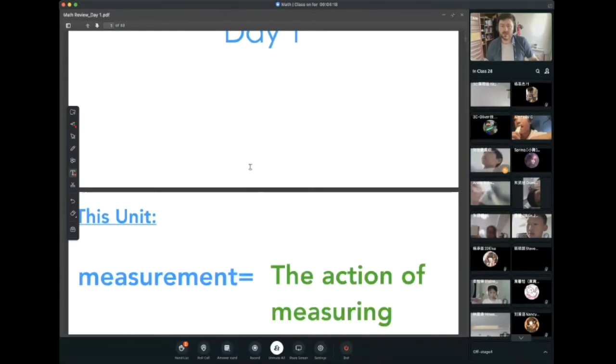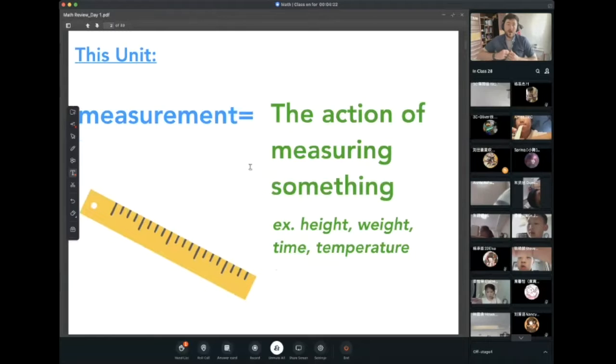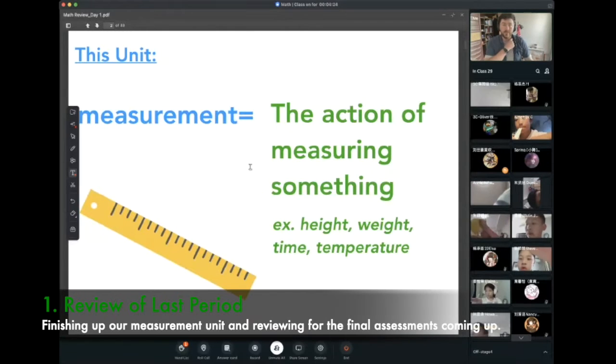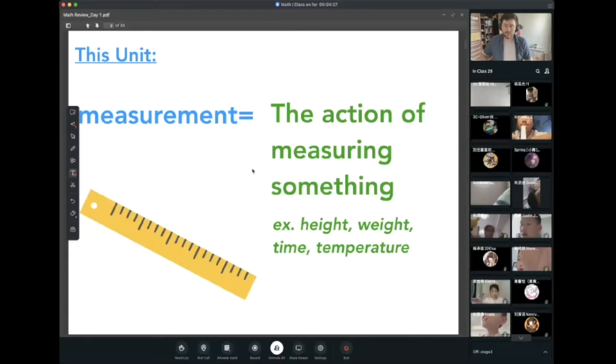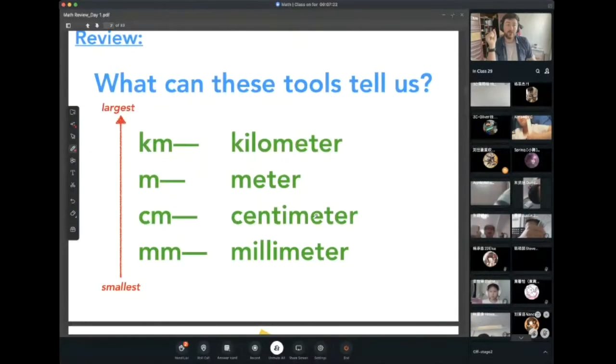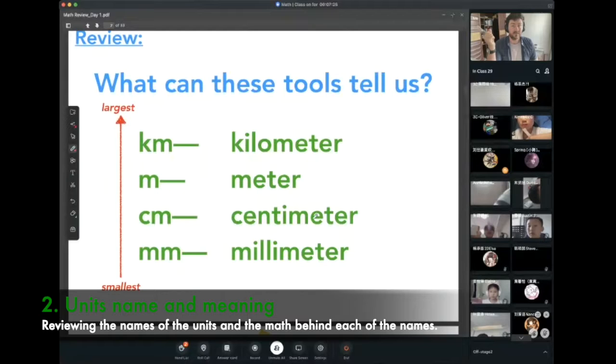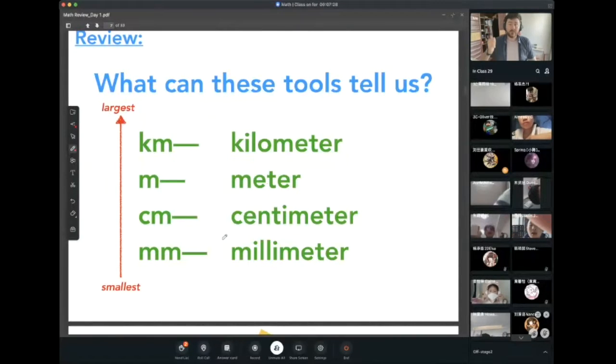So let's get started. Recently, we've been talking a lot about measurement, how we measure something. We did a lot of time, we did all the activities of jumping and playing, and we've really talked about length, using a ruler or using something to measure. So what do these tools tell us? Well, they tell us measurement, and you guys have used this before: mm, cm, m, and km.